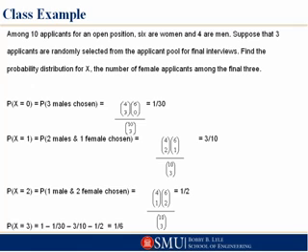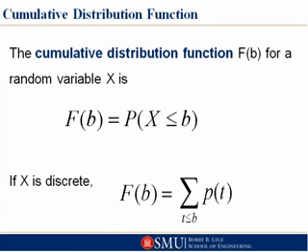F of 1, probability that X is less than or equal to 1, that there's at most 1 female in the final 3, is another way to say that. That would be found by adding probability X is equal to 0 plus the probability that X is equal to 1. You would therefore add 1/30 plus 3/10. So you're putting some numbers to what this mathematical definition is. F of B, probability that X is less than or equal to some value.